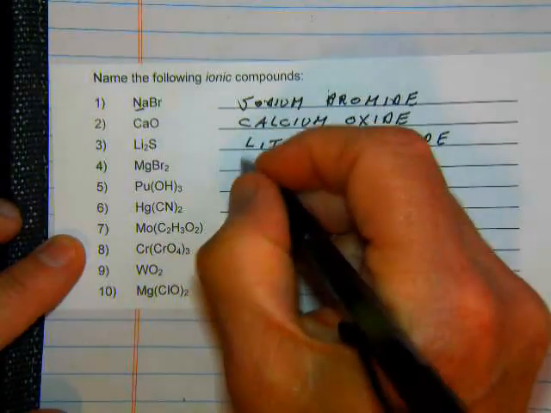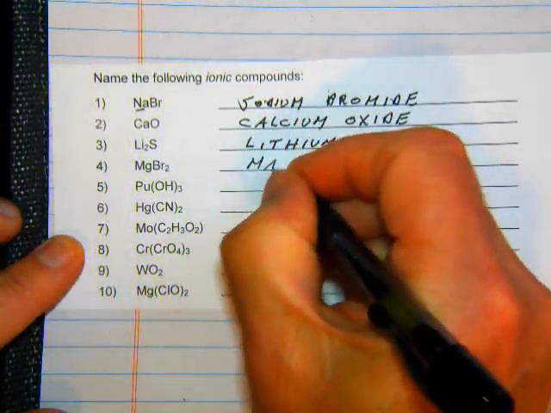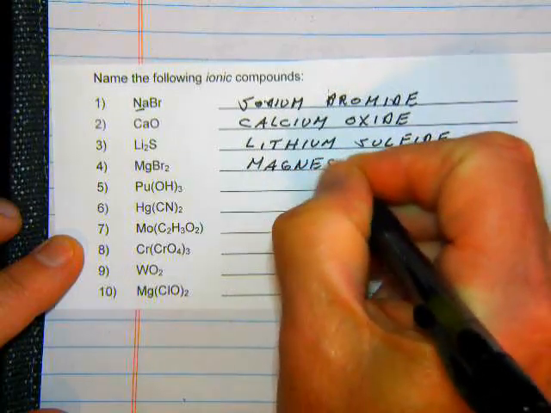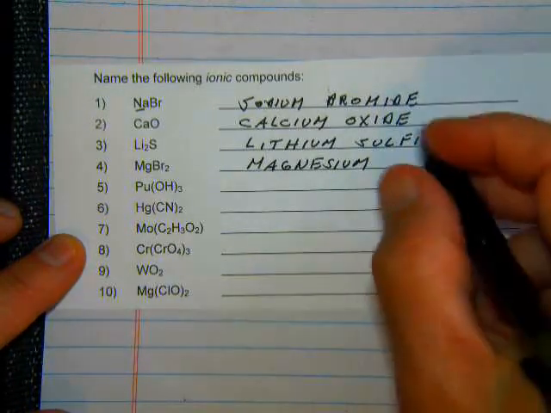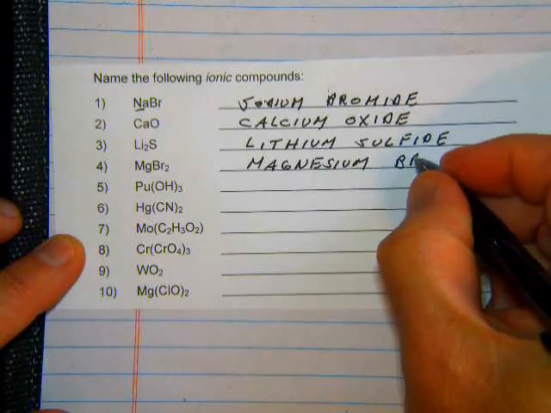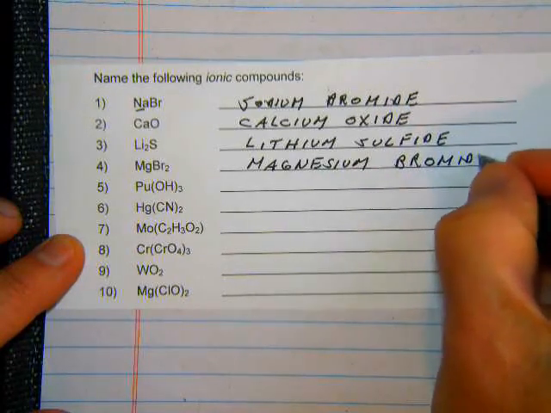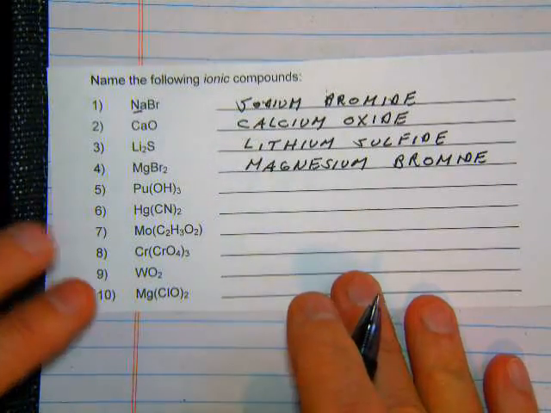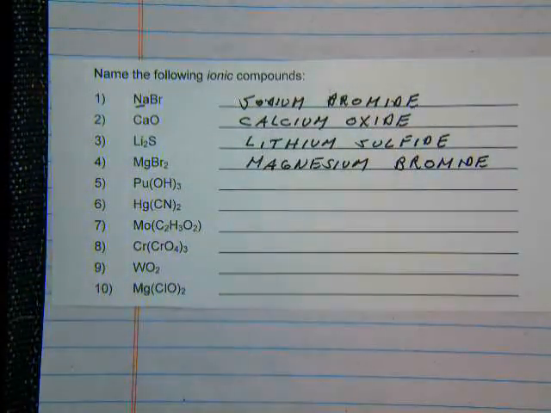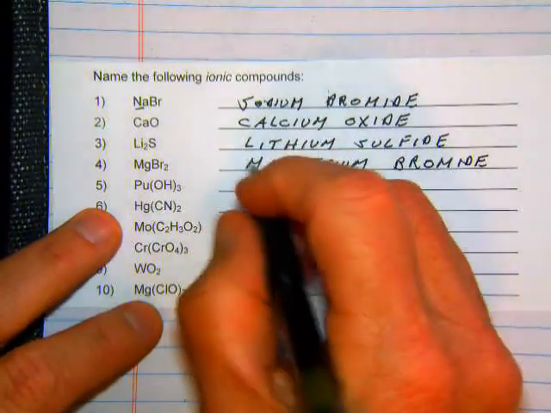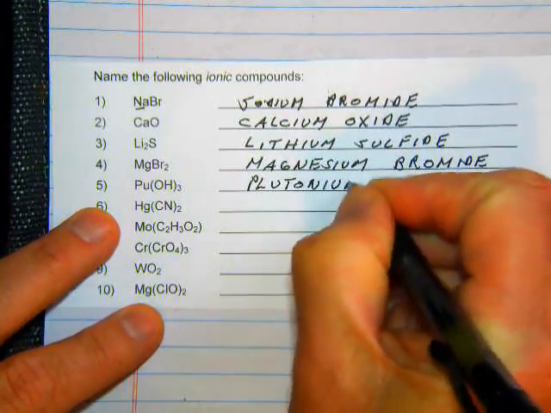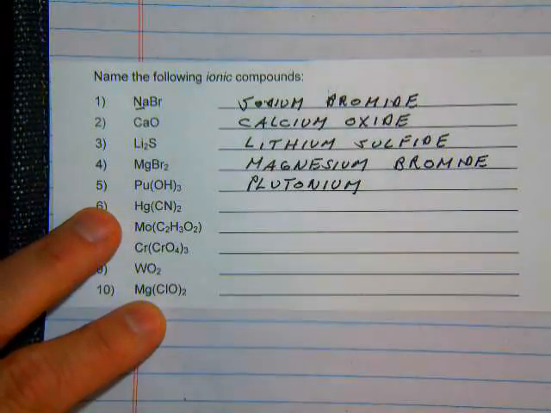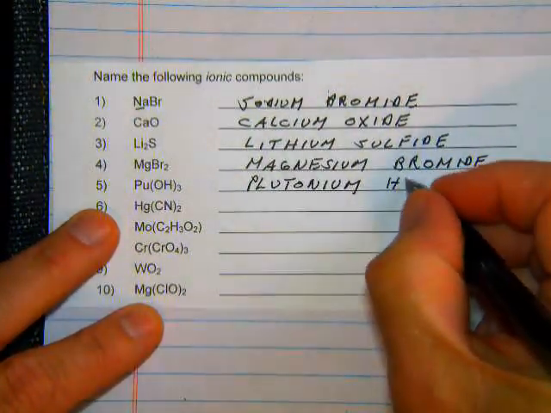Number 4, Mg is magnesium. Br again is bromine, so it would go to bromide. Number 5 is a little unusual. Pu is plutonium, and it works the same way as the other ones. So we have plutonium, and OH is a polyatomic ion, which is hydroxide.